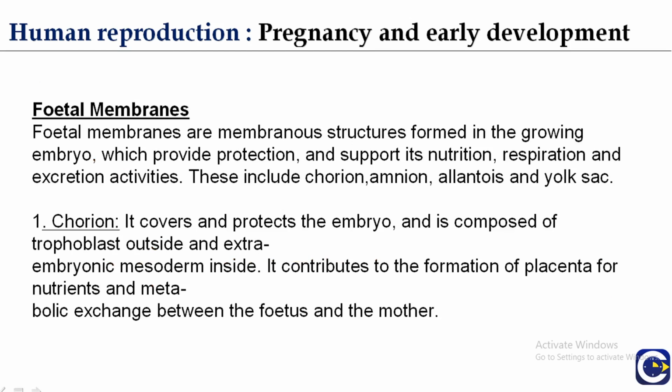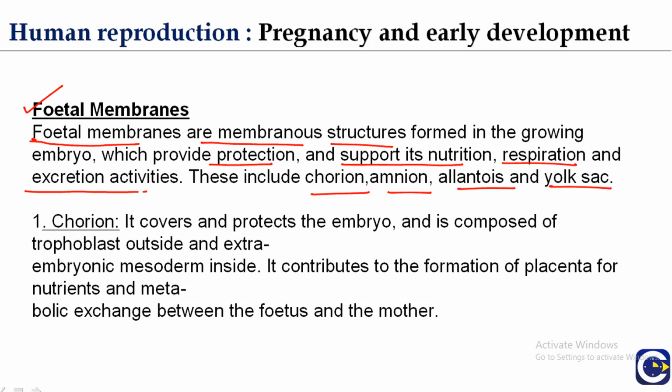So during the development of the embryo, there is the origination of some membranes which are known as the fetal membranes. So what are fetal membranes? Fetal membranes are the membranous structures which are formed in the growing embryo which provide protection and support its nutrition, respiration and excretion activities. What are these membranes? These are chorion, amnion, allantois and yolk sac.